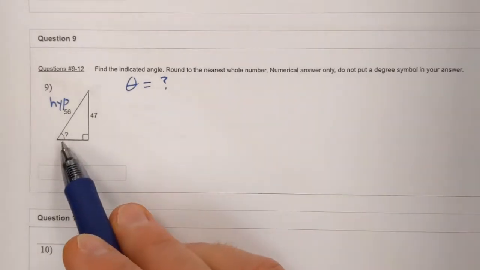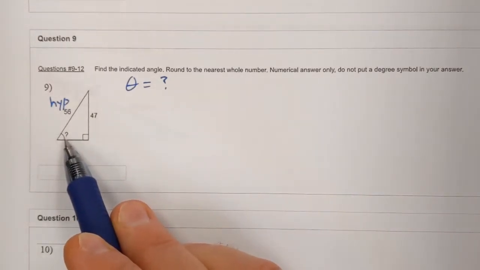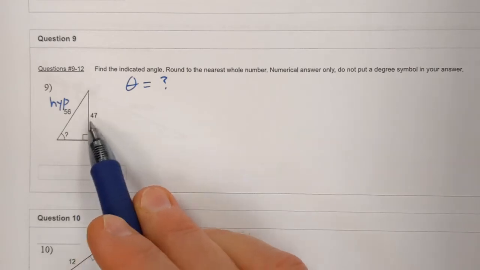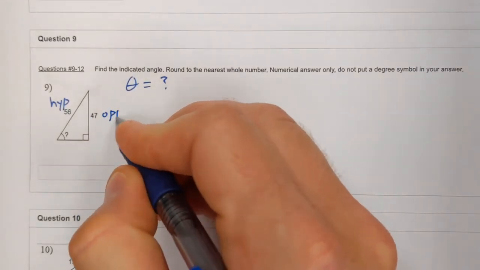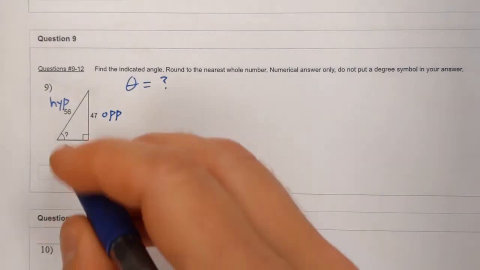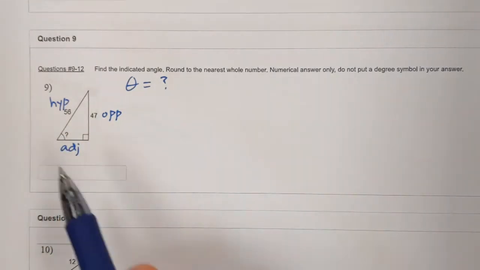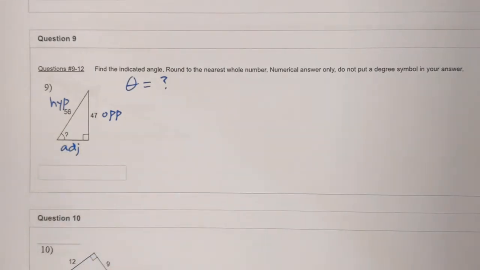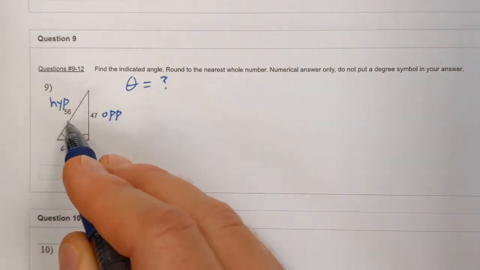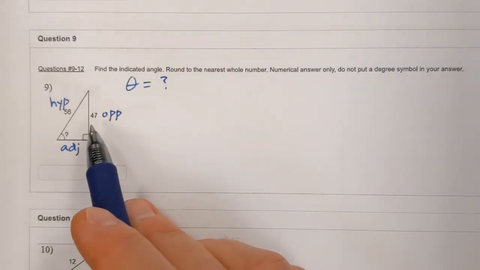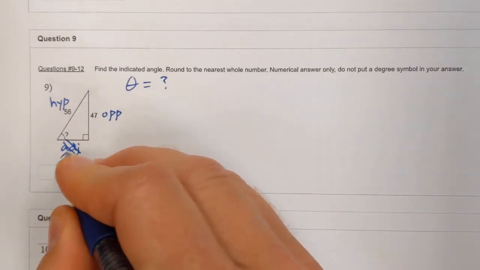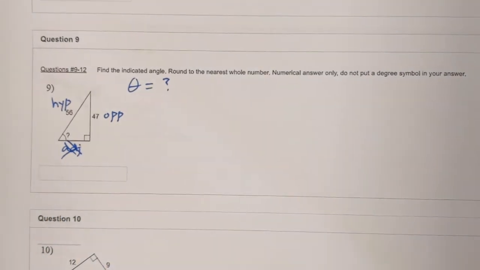And then since we're trying to find this angle right here, we're going to make this our featured angle. We're going to say the 47 is opposite of our featured angle. And then this leg down here that doesn't have a label would be the adjacent leg. It would be adjacent to the question mark angle. Okay, so here we've labeled the triangle, and then we're going to cross off the unlabeled side. The hypotenuse has a label, 56. The opposite has a label, 47. The adjacent has no label. We're going to cross it off.